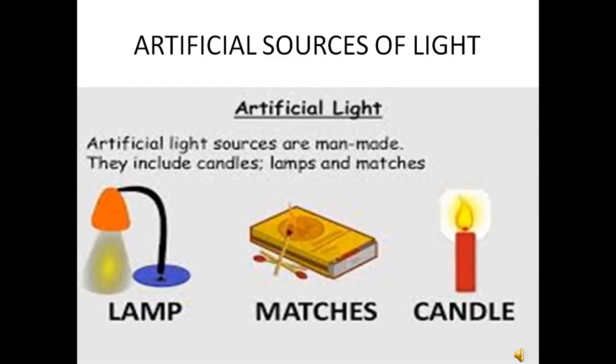Incandescent sources. When certain objects are heated to a high temperature, they begin to emit light. The glowing of a hot iron rod is a kind of incandescent light. For example, candle and lamp. Second, gas discharge sources. Passing electricity through certain gases at a very low pressure can produce light. For example, neon lamp, sodium lamp. These are examples. Artificial light sources are man-made. The examples of artificial light sources: lamp, matches, and candle.